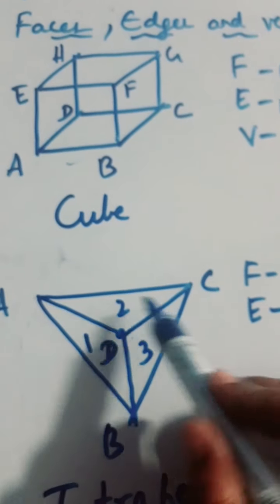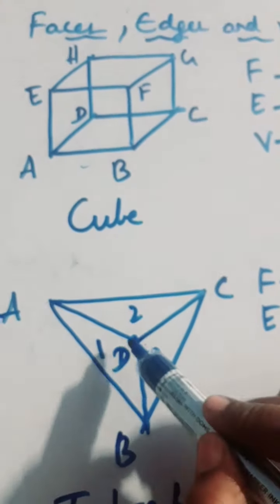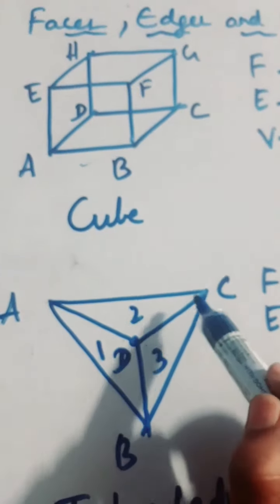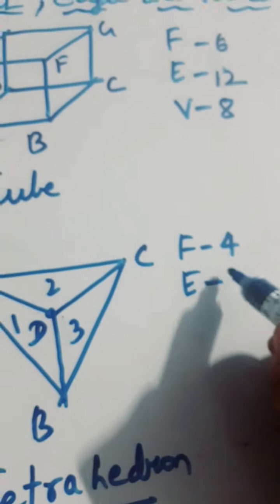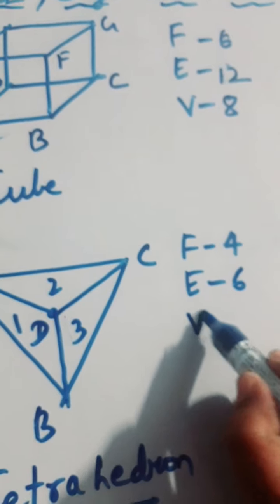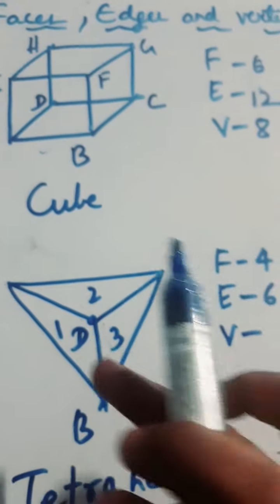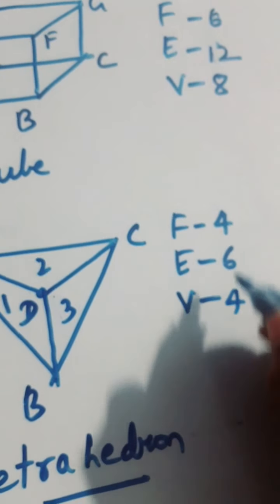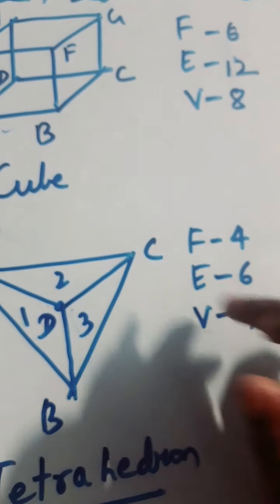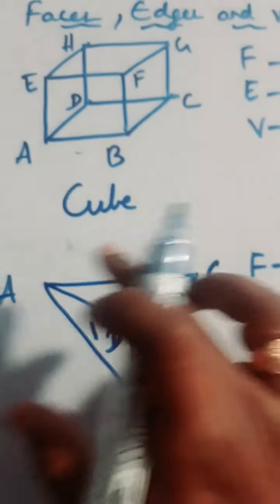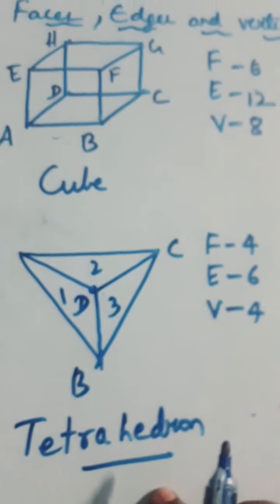You should also visualize the edges, children. 1, 2, 3, 4, 5, 6. So it has 6 edges, and the vertices will be 1, 2, 3 and above you will have the 4th one. So 4 faces, 6 edges and 4 vertices are there in a tetrahedron.